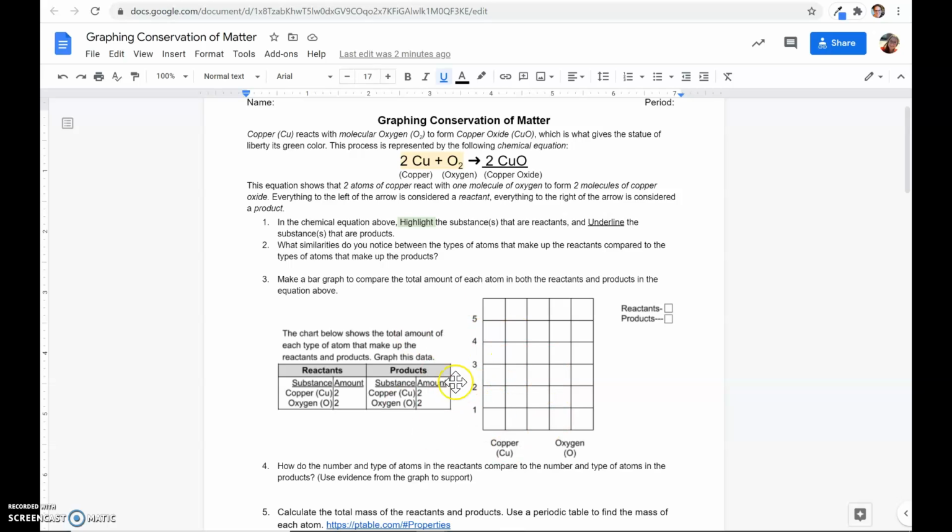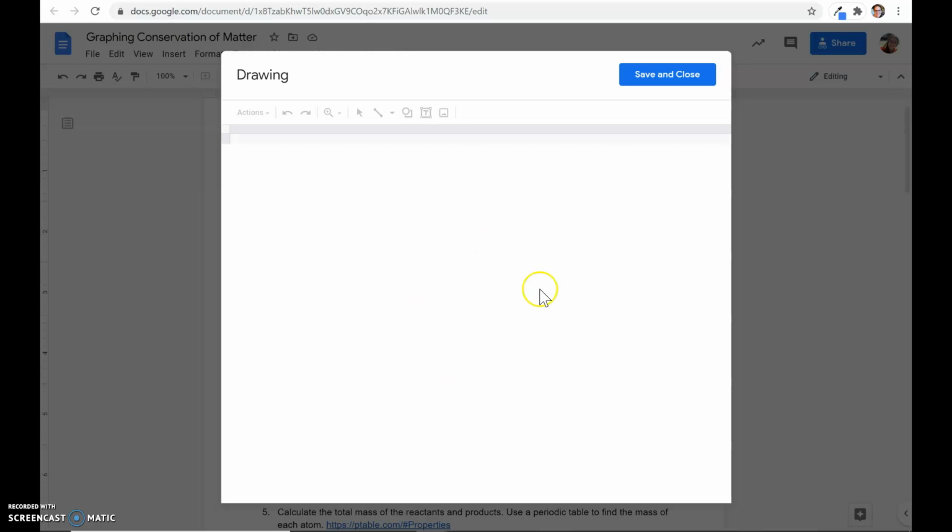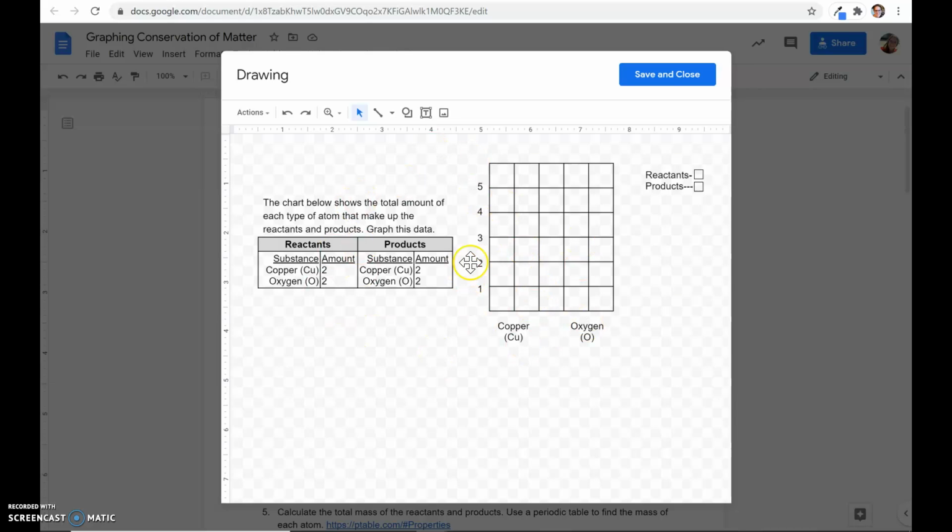So you're going to come here and graph this. How you're going to graph this on your paper is you're going to double click to open it, and it should open up this drawing for you. Then you're going to come up to the corner here and click on one of these squares. I'm going to click on this reactant square.